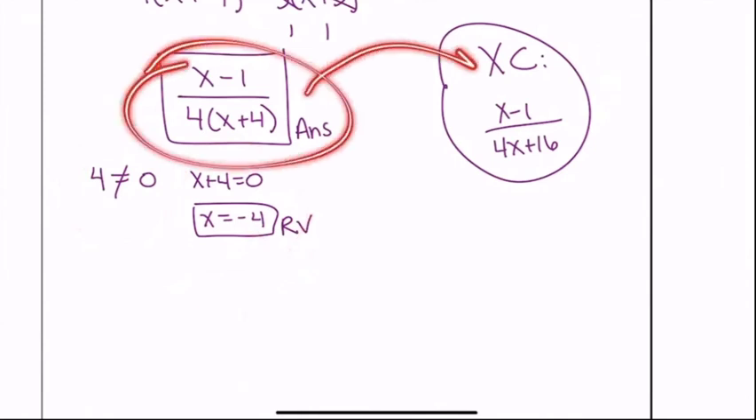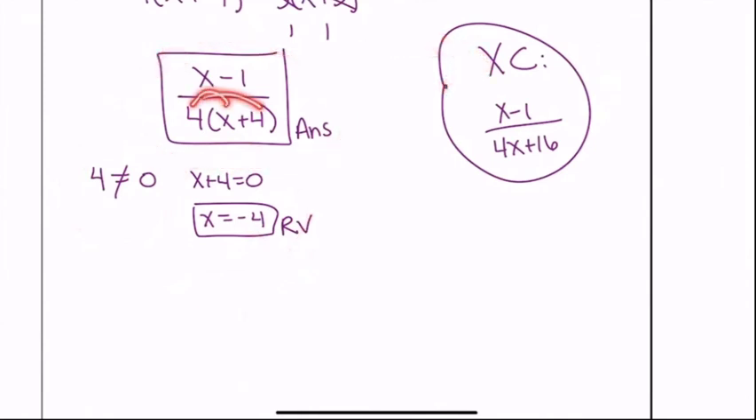And then this one here, to get your extra credit, you would just remultiply out that 4, and that would give us 4x plus 16.